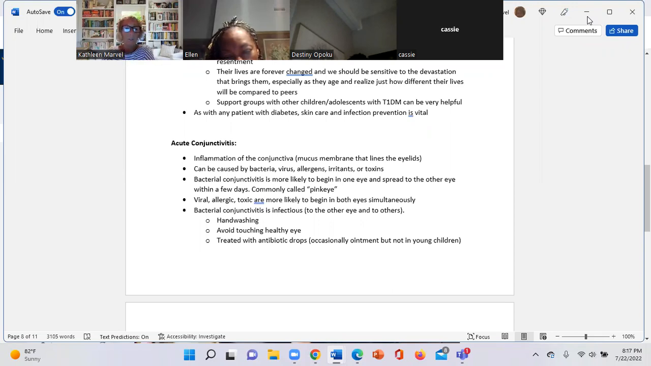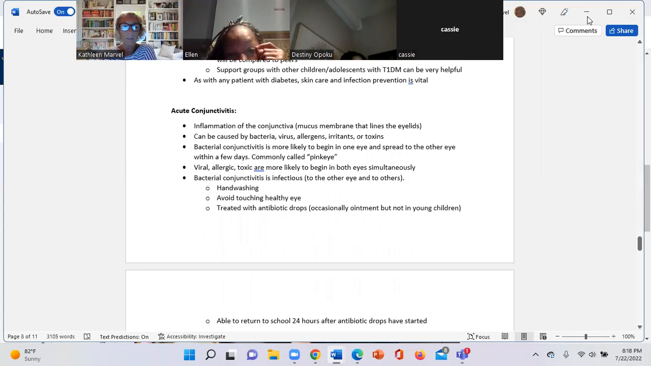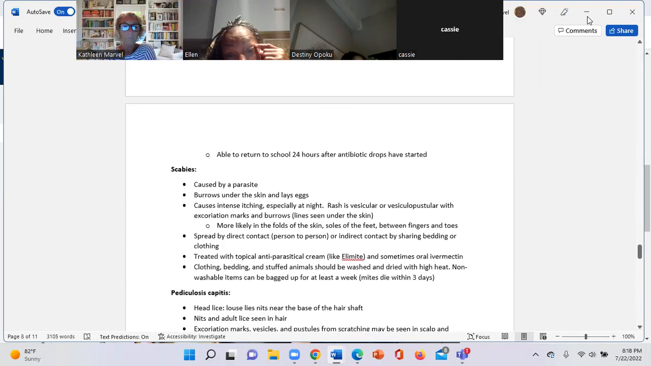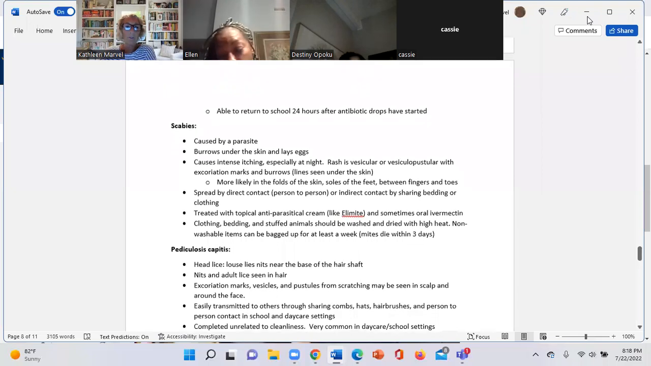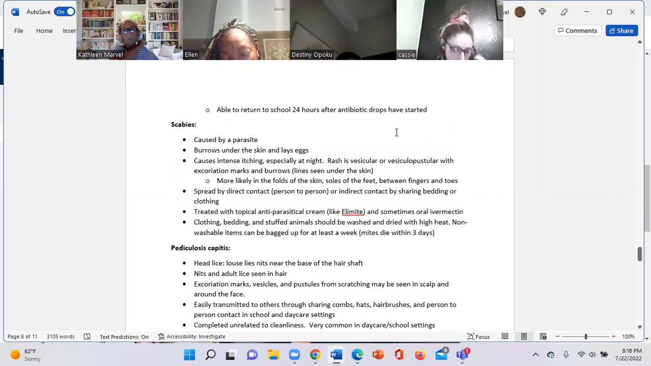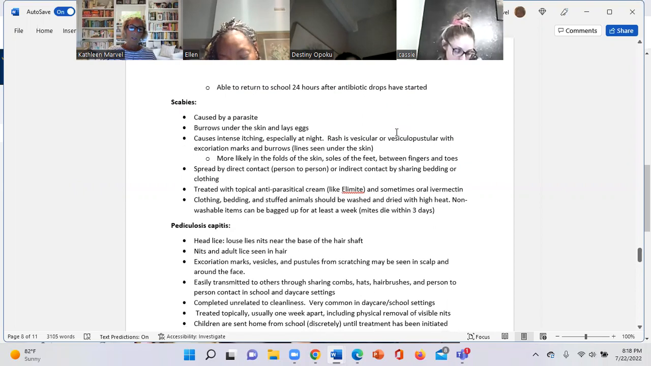Bacterial conjunctivitis is infectious. It spreads. The teaching includes hand washing, trying to avoid rubbing your eyes, and then treatment with antibiotics. They are able to return to school 24 hours after antibiotic drops have started. Well, our district kind of said, let's take them home and get them treated and they come back to school.